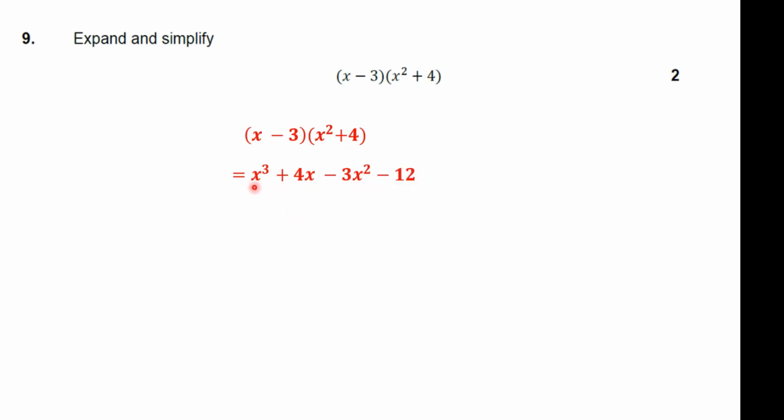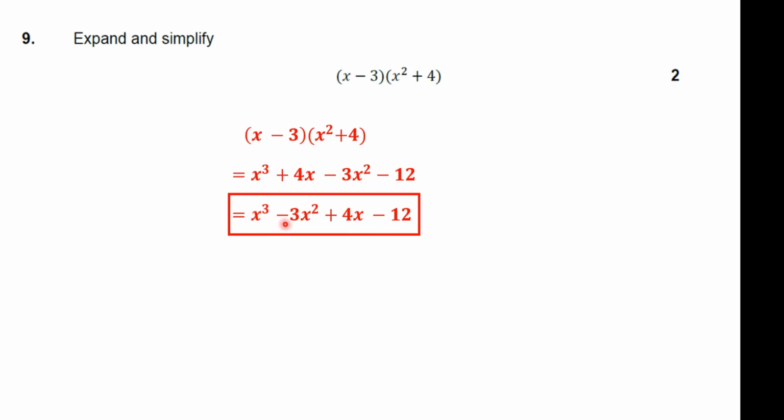The best way to write this is with the powers going down. There's x to the power 3, then x to the power 2, then x, and then no x at all. So let's just change it around. x cubed take away 3x squared plus 4x take away 12, or minus 12, and that gives you 2 more marks.